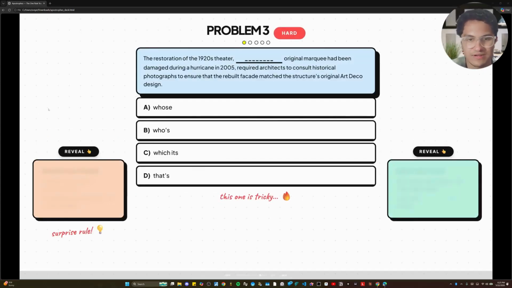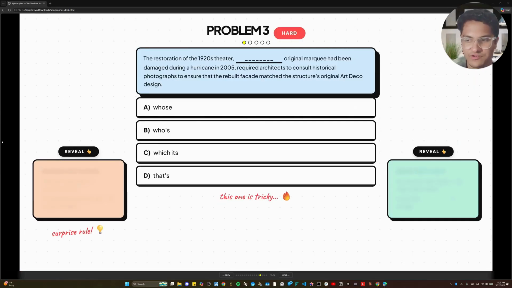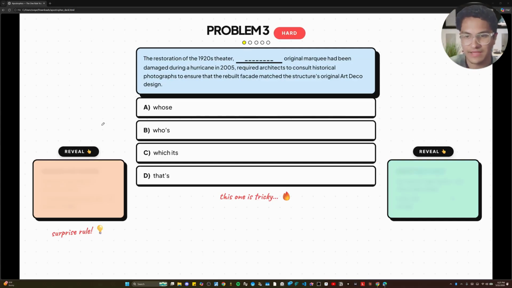The restoration of the 1920s theater, blank original marquee, had been damaged during a hurricane in 2005, required architects to consult historical photographs to ensure that the rebuilt facade may match the structure's original Art Deco design. So we have two versions with the apostrophe here that seem to be showing contraction. So let's plug in the swap test.